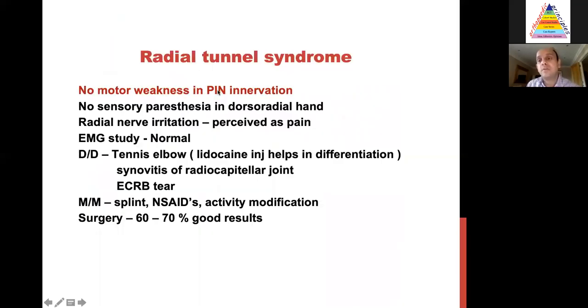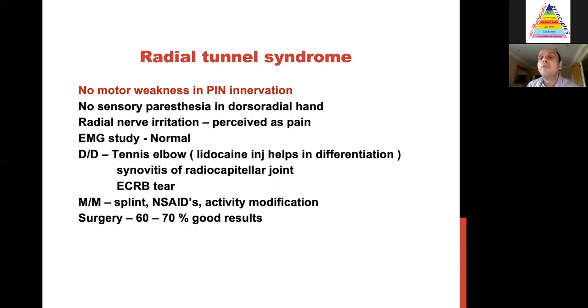Radial tunnel syndrome. Now, I have personally not seen one. Maybe I've missed, maybe I'm not that clever to pick those up. But for exam purposes, essentially in radial tunnel, everything is normal. Sensations are fine, motor examination is fine, EMG is fine. So how do you make a diagnosis? Like, how will you know then if everything is fine?